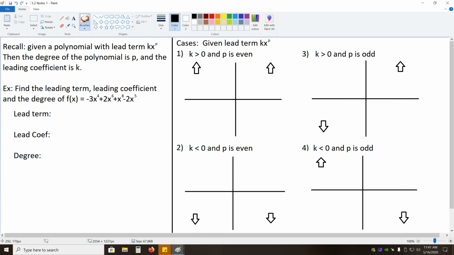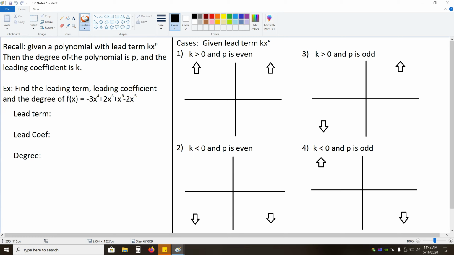So this is just a recall, just something that hopefully you've seen before, and maybe we've even covered this in past videos. But we're just going to go ahead and do a quick practice with it, as this lead term concept and degree and leading coefficient are going to be critical for this section. So for this example, we are going to find the leading term, the leading coefficient, and the degree of f of x equals negative 3x to the 4th power plus 2x to the 6th power plus x to the 8th power minus 2x to the 5th power.